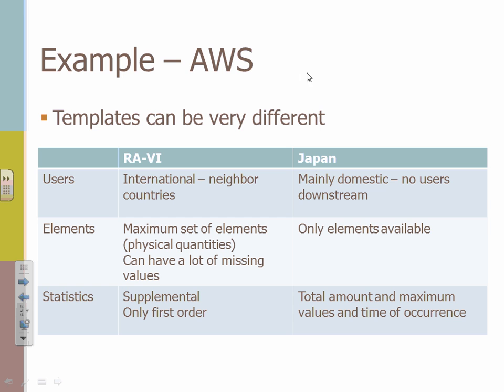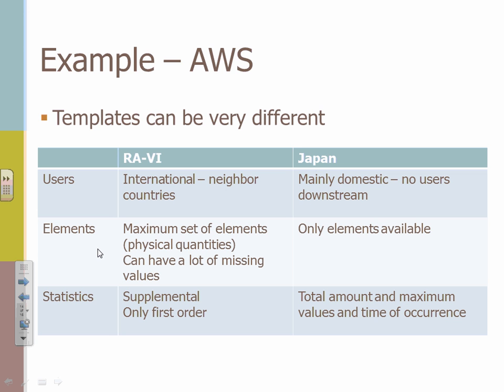In Europe, probably AWS data are floating around the countries and used internationally. So users are very international. In contrast, Japan's AWS data is mainly for domestic users, because this is a very geographical thing, and we don't have any users downstream. So AWS data is not very useful to people who are far from Japan. So that's a Japan-specific case.